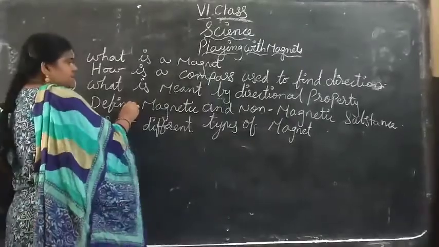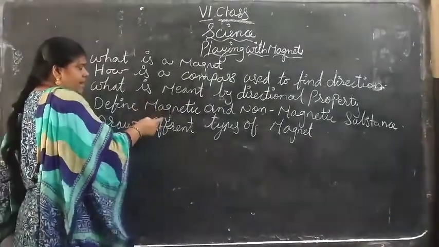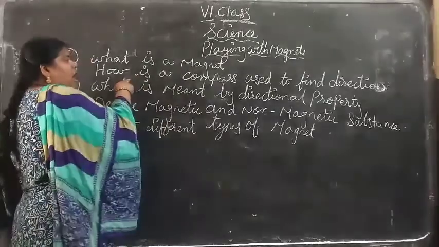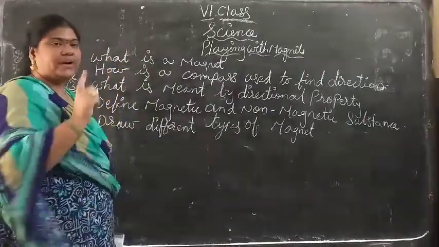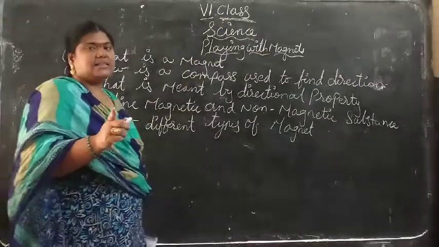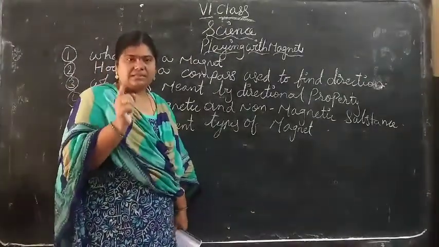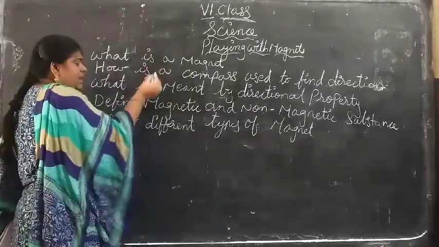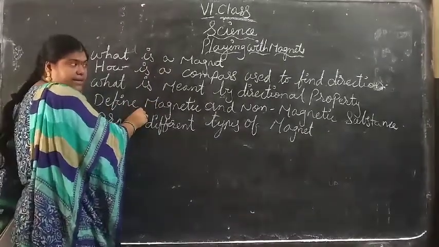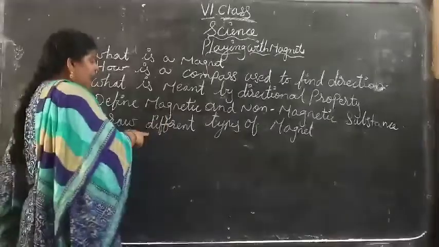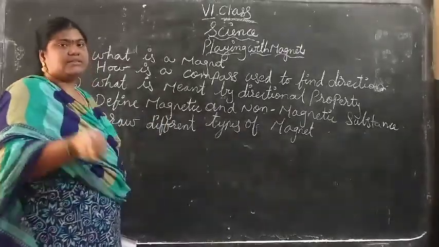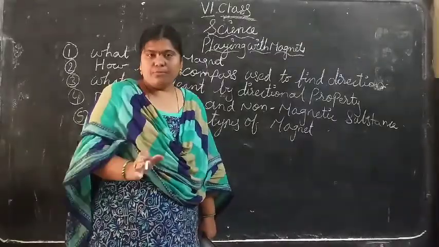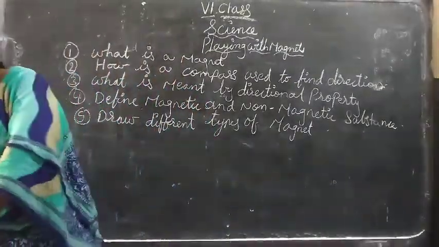Here, define magnetic and non-magnetic substances, draw different types of magnets, and how is a compass used to find directions. These 3 answers always repeat in the examination. Once again, how is a compass used to find direction? Define magnetic and non-magnetic substances with examples, and draw different types of magnets. These 3 questions are very important and a must. Next, coming to the next.